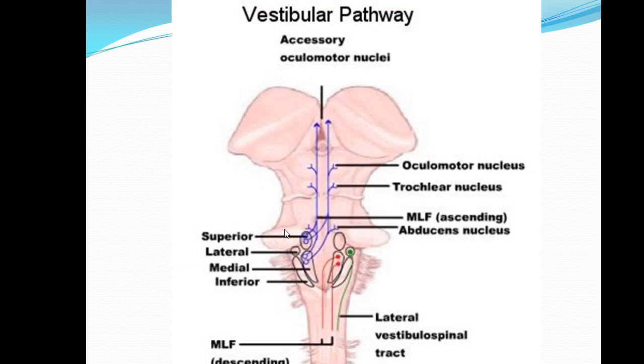Here you can see the nuclei of the vestibulocochlear nerve, the vestibular nuclei having a superior, a lateral, a medial, and an inferior group. These vestibular nuclei are very well connected here to the third and fourth nerves.